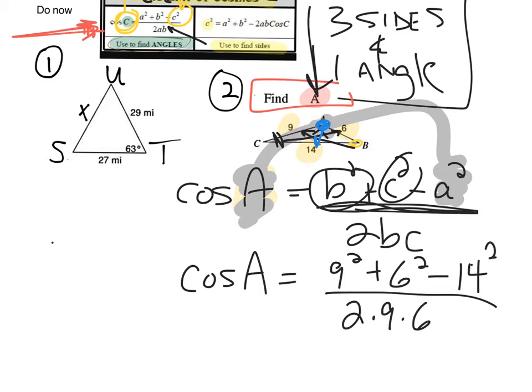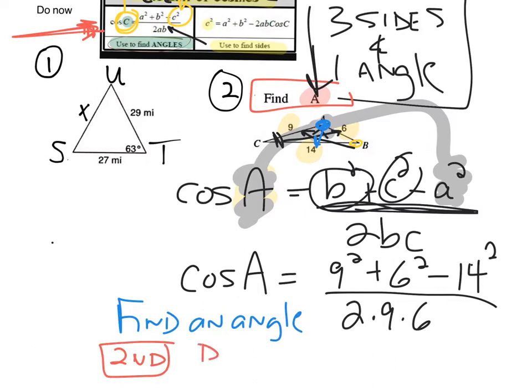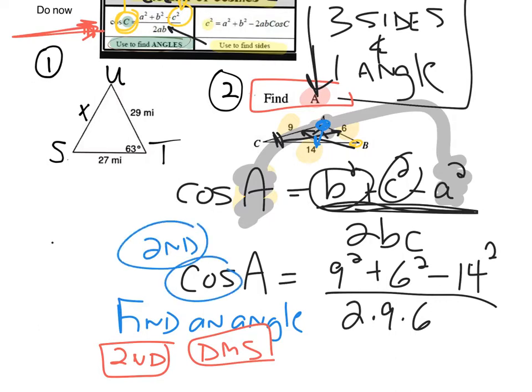6. Now, here I'm trying to find an angle, and just like you did with SOHCAHTOA, just like you're doing with the law of sines, anytime you're finding an angle, you're always going to press the second button first and then DMS your answer. So here I'm going to press second and then cosine and then enter in this entire right-hand side on the calculator.